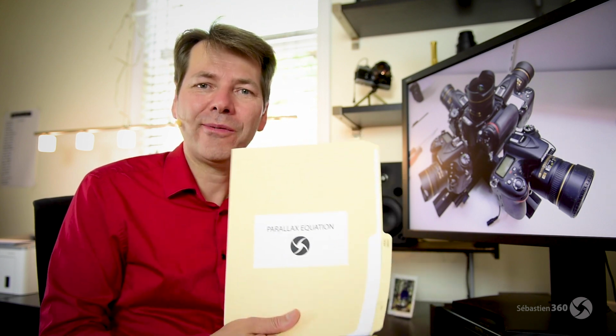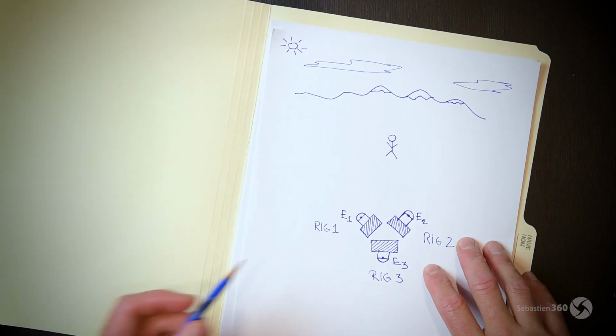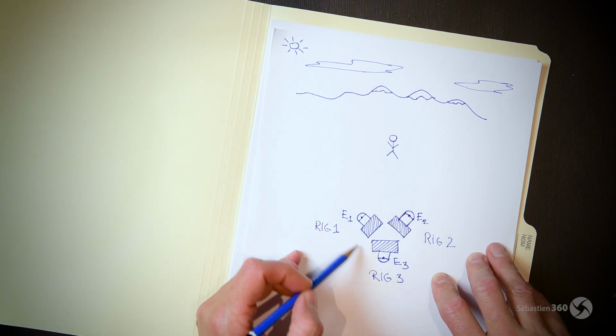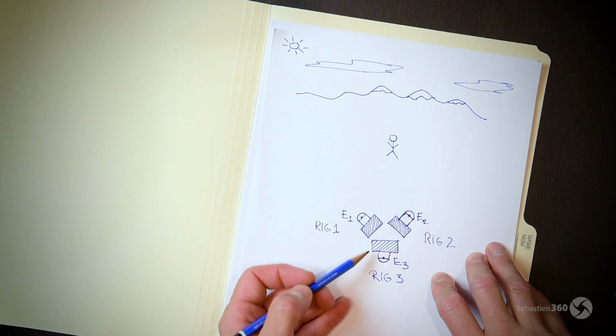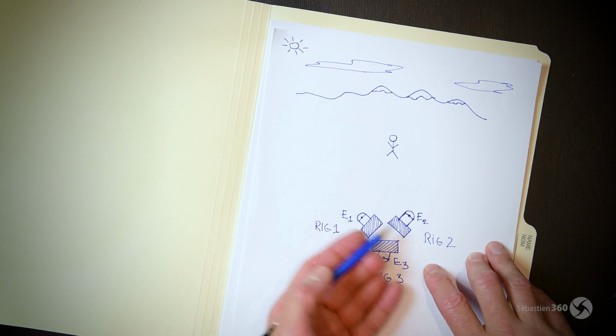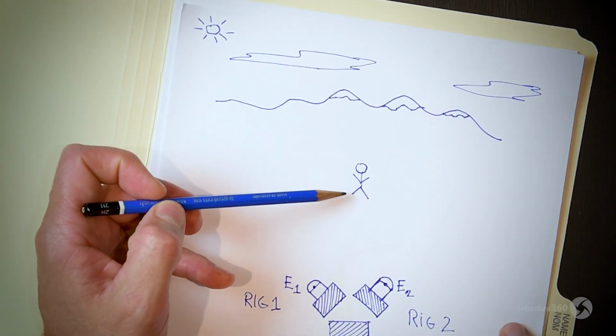Okay, so let's dive right into the math. My equation is based on a very simple model like this. So first you have your multi-camera rig. Here I have 3 cameras, but it can be any number of cameras as long as you have at least 2.